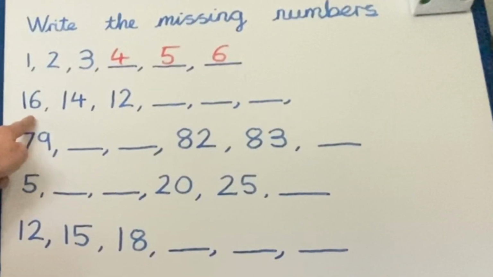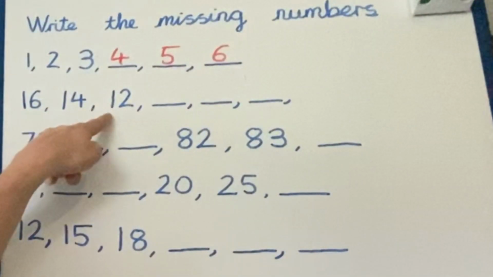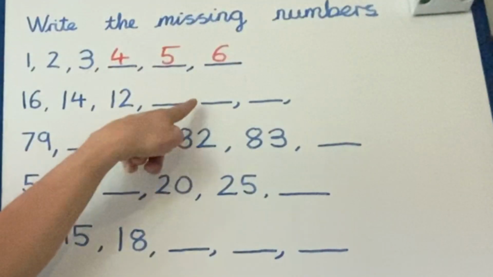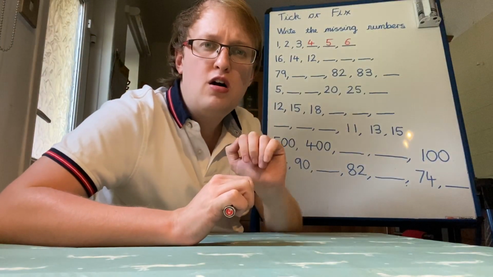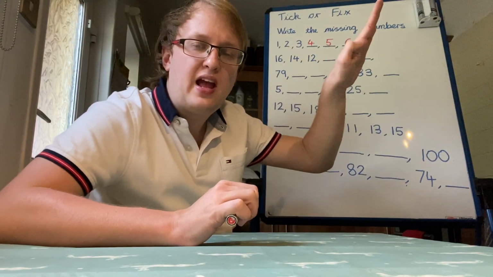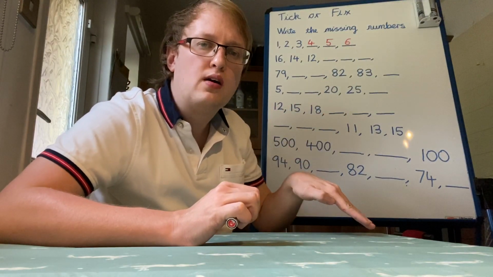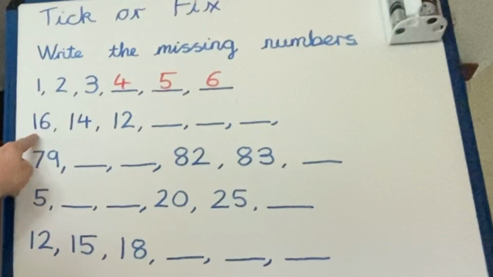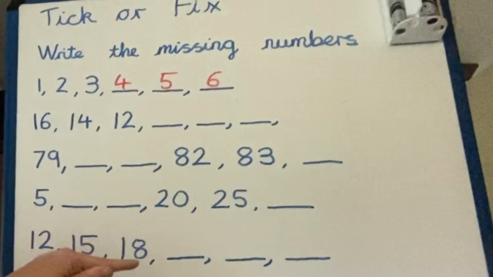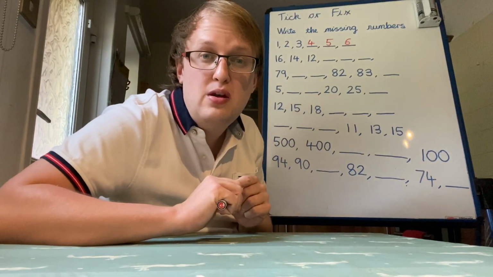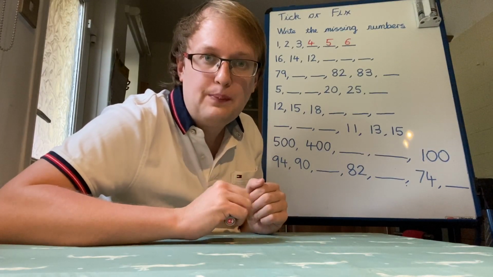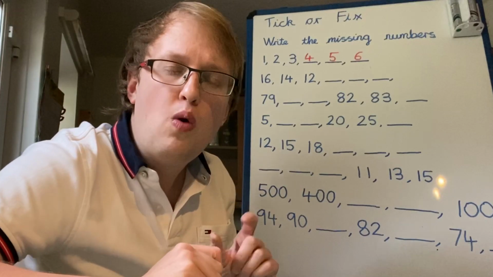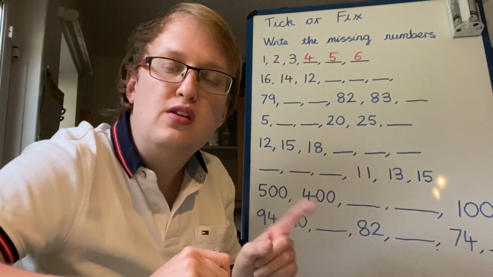We've got 16, 14, 12, missing number, missing number, missing number. Step 3, are my numbers ascending? Are they getting bigger or are they getting smaller? So we started with 16, then we went to 14, and then we went to 12. So our numbers are getting smaller, that's right.